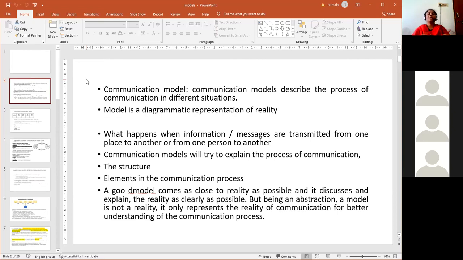What are the steps involved in the communication process, or what are the elements there in the communication process? All that information, with the help of the communication models, different communication scholars try to explain.